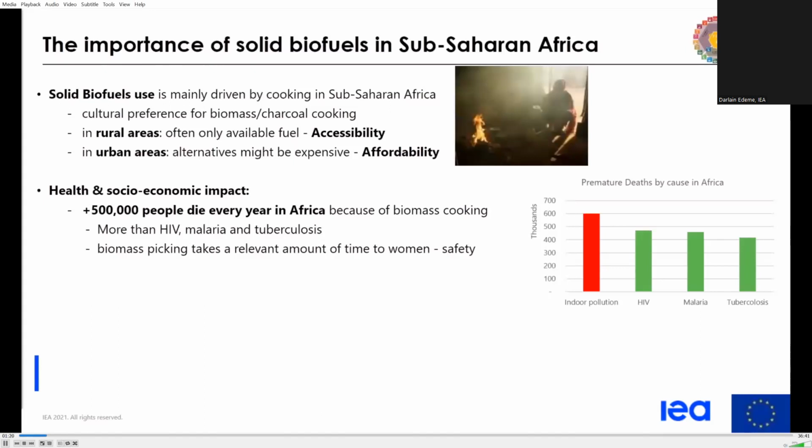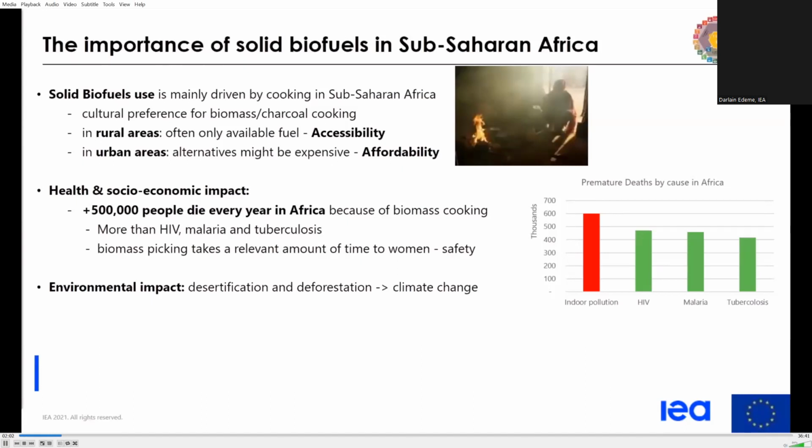The use of solid biofuels is not without consequence for the health of the population. Studies have shown that more than 500,000 people die every year from pollution from biomass cooking. This is more deaths compared to diseases such as HIV, malaria, and tuberculosis. Other drawbacks of using biomass is that women also suffer from wood collection and spend several hours daily picking biomass. There are also safety consequences as they usually go alone in the forest.